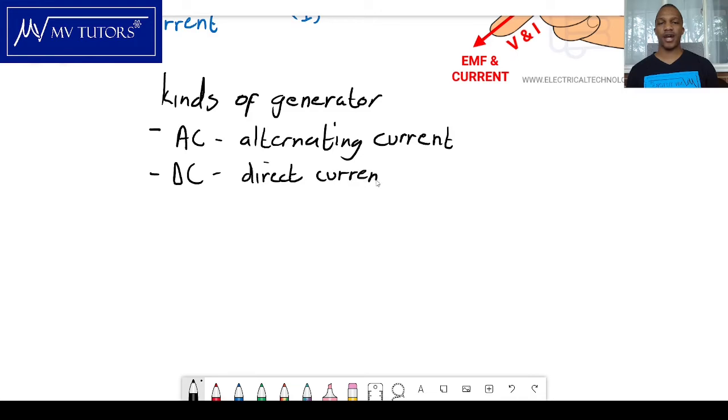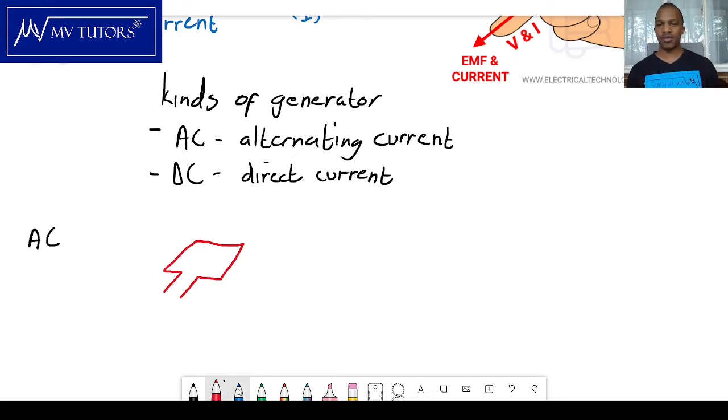So we've got a direct current over here. Now let's see examples of this. What does the AC look like? AC looks like this. You've got your wire, okay? So let's draw the wire again. That is rotating due to mechanical energy.